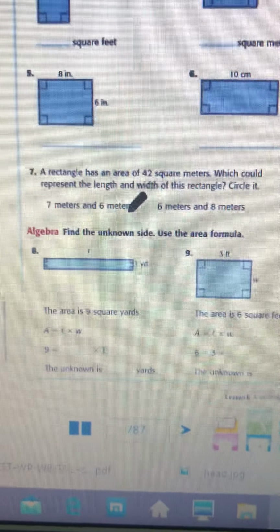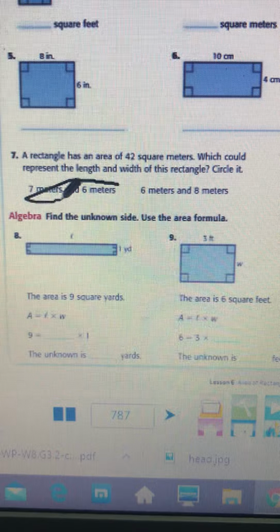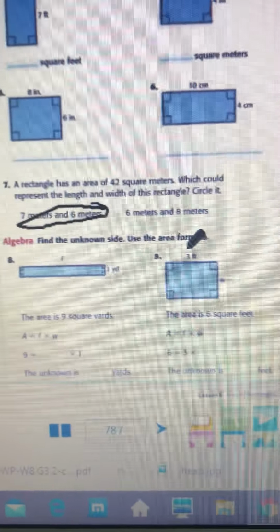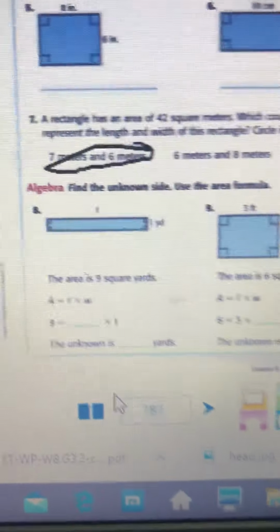Okay, very good. That's 7 times 6. So we will circle 7 times 6. That's how we do it. Easy, right? Alright, let's have the next one.